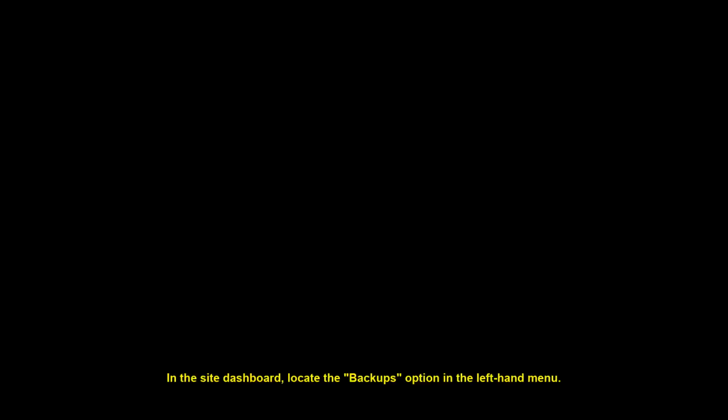In the site dashboard, locate the Backups option in the left-hand menu. Select the Backups tab. You will see a list of available backup options. Choose the date of the backup you wish to restore from. If you want to create a new backup, click the Create Backup button. Confirm the backup process by clicking Create Backup again on the prompt.